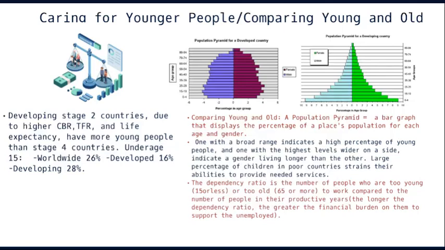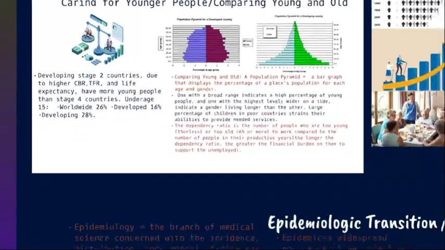A large percentage of children in poor countries strains their ability to provide needed services. The dependency ratio is the number of people who are too young, 15 or less, or too old, 65 or more, to work compared to the number of people in their productive years. The higher the dependency ratio, the greater the financial burden on them to support the unemployed.